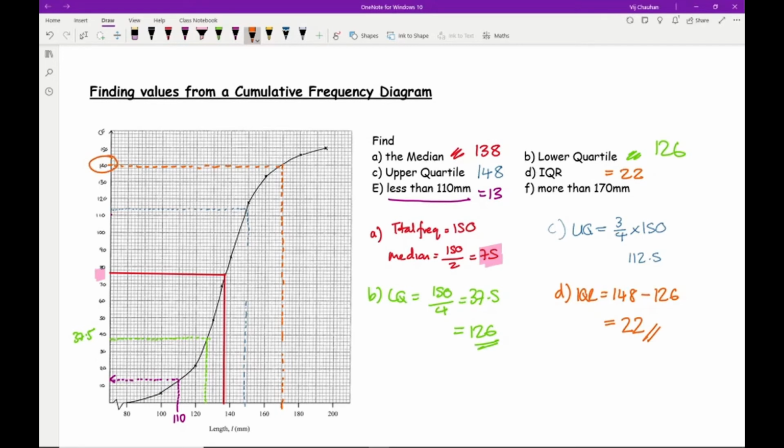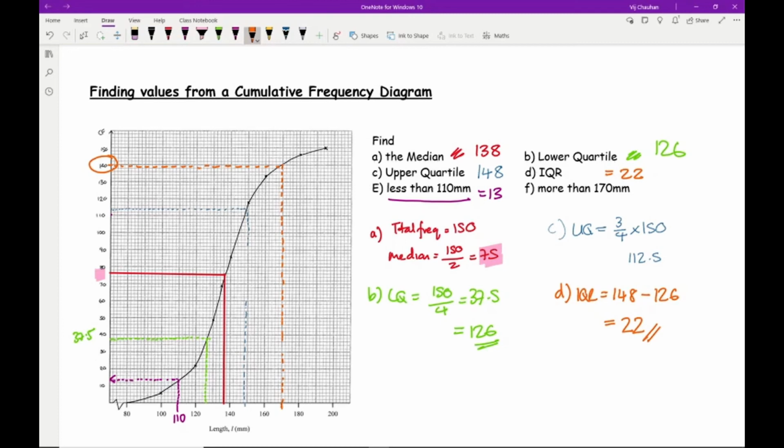Now if you use an element of common sense, we've got 150 leaves, and the question is asking how many are more than 170. Clearly the answer is not going to be 140, because you can see that the average was around about 140. So more than 170, it's definitely going to be less than the 50% value.